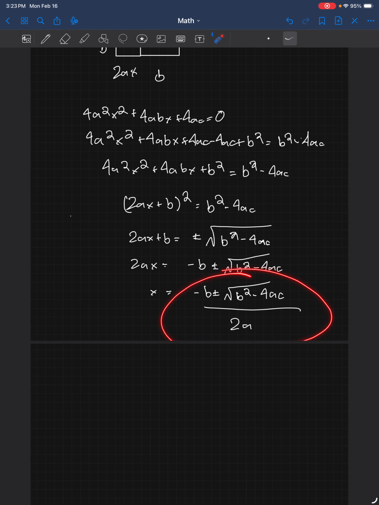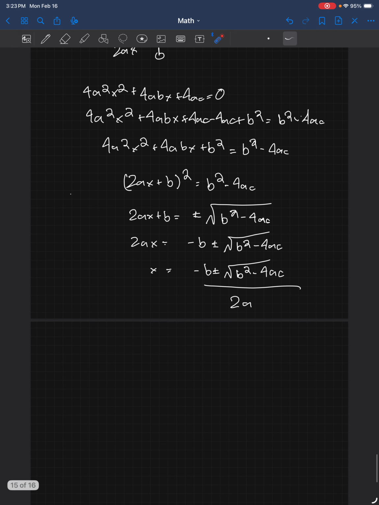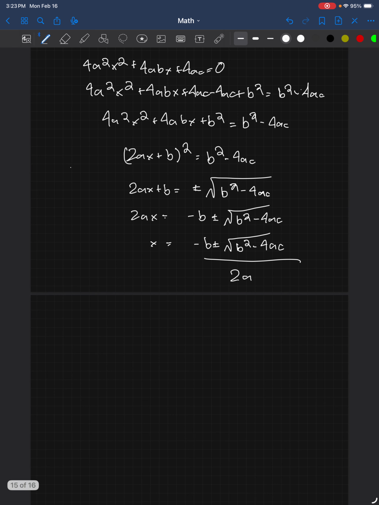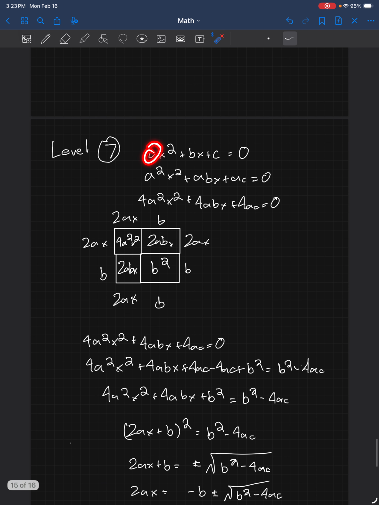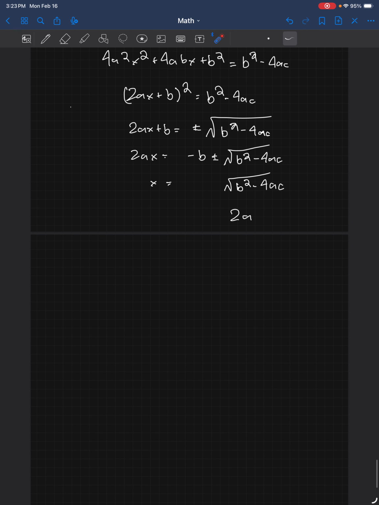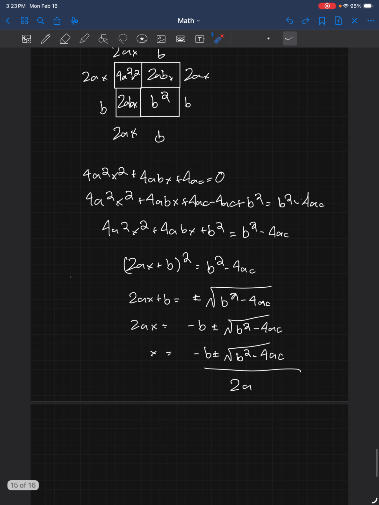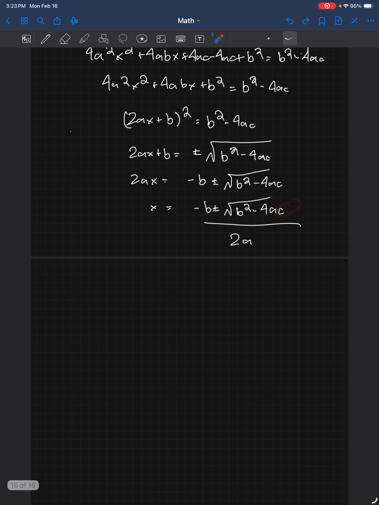And there you have it. This is the quadratic formula for any type of quadratic equation you get, where over here, a is the coefficient in ax squared plus bx plus c. We have b, that's our second constant, and c, that's the last number.